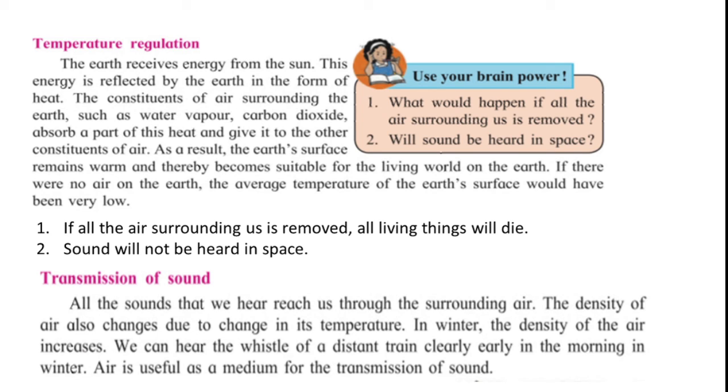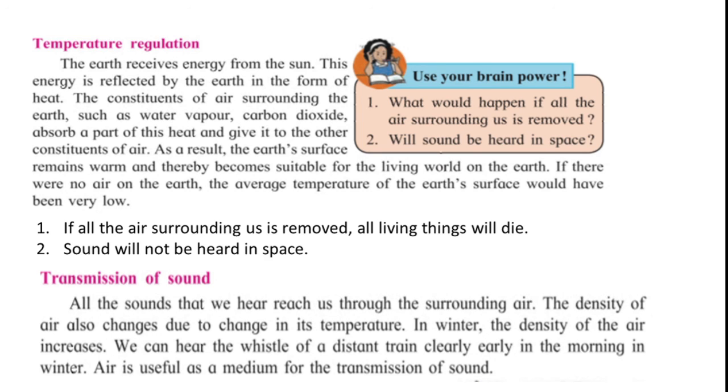Temperature regulation. Earth receives energy from the sun. This energy is reflected by the earth in the form of heat. You know that sun gives us heat energy and light energy. The constituents of the air surrounding the earth, such as water vapor and carbon dioxide, absorb a part of this heat and give it to the other constituents of air. As a result, the earth's surface remains warm and thereby becomes suitable for the living world on the earth.